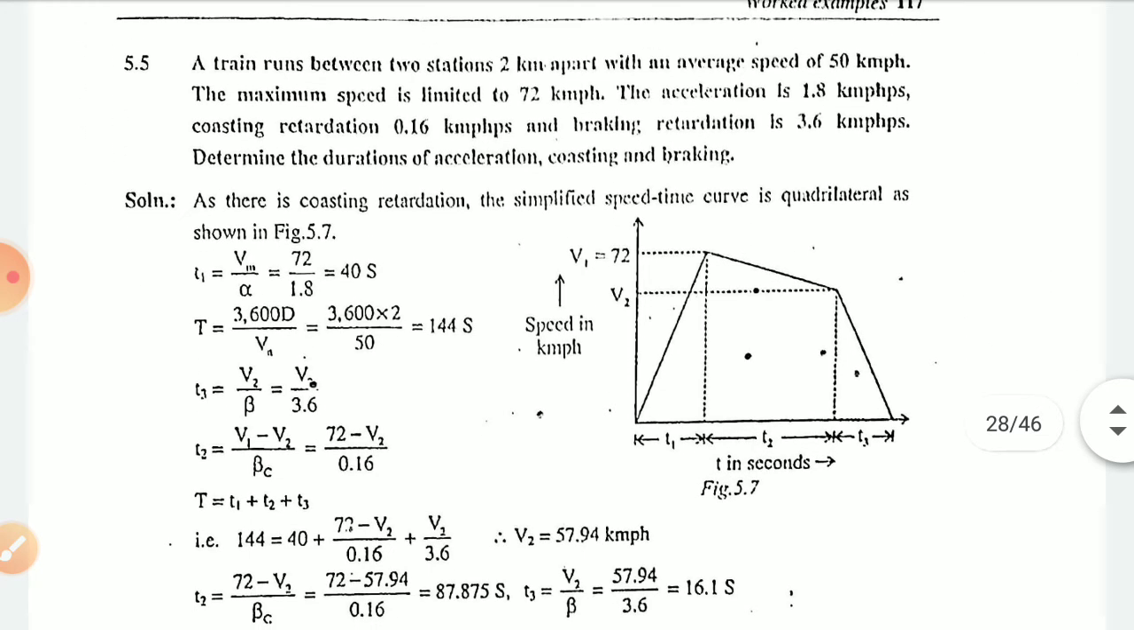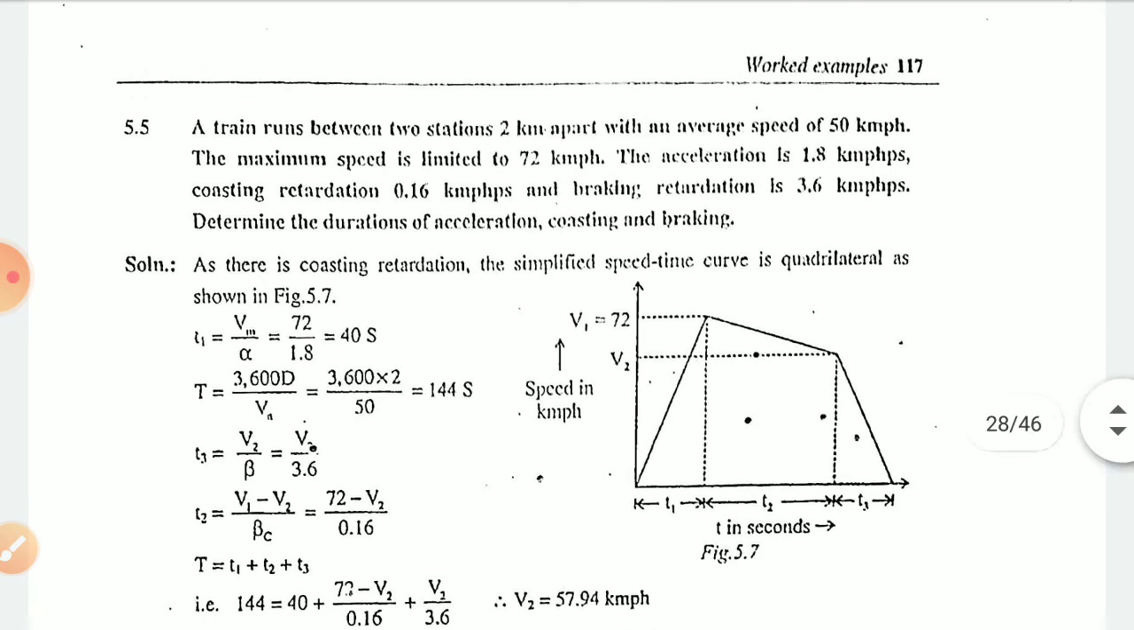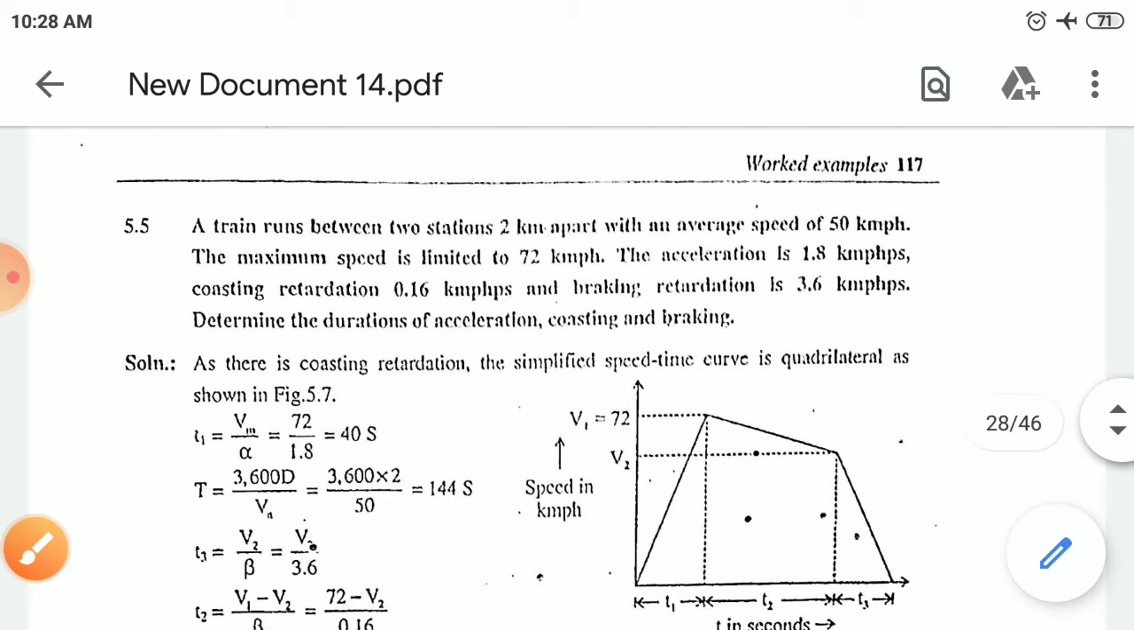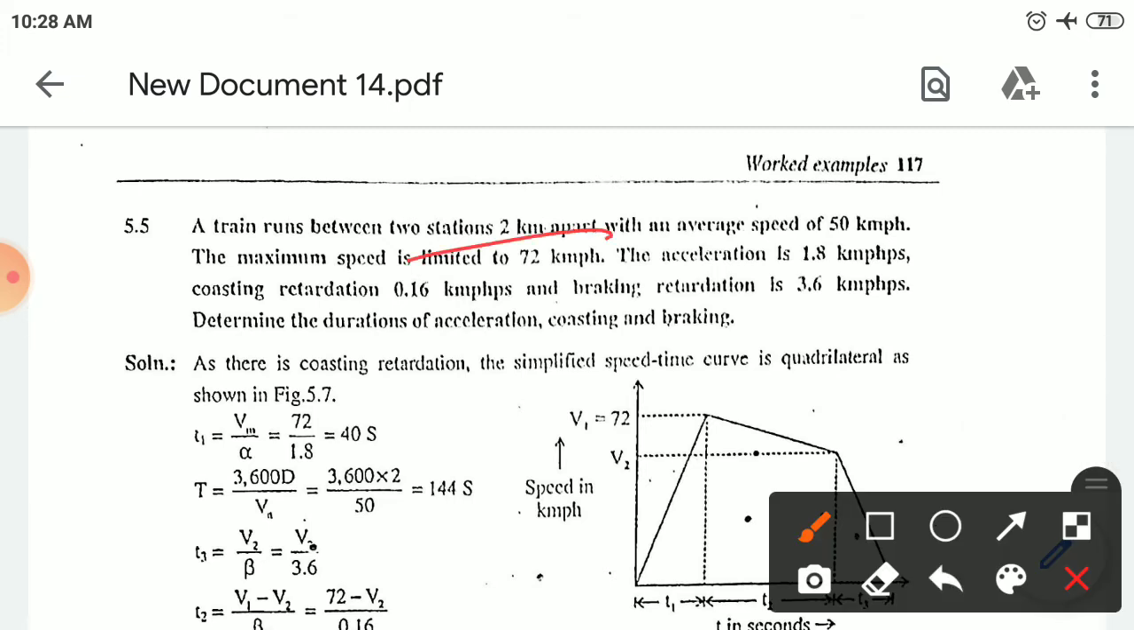Next. A train runs between two stations 2 km apart. The distance between the two stations is 2 km, with an average speed Va of 50 km per hour and a maximum speed of 72. The acceleration is 1.8 km per hour per second, the coasting retardation is 0.16 km per hour per second, and the braking retardation is 3.6 km per hour per second. Determine the duration of acceleration and duration of coasting.